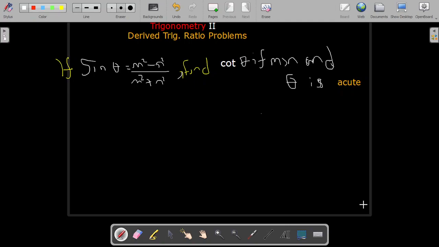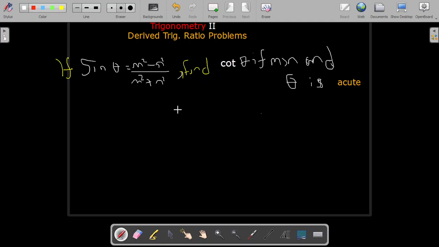So let's begin. Question 1. If sin theta is equal to m square minus n square over m square plus n square, find cos theta, if m is greater than n and theta is acute, that is the angle is less than 90 degrees. So what do we do?